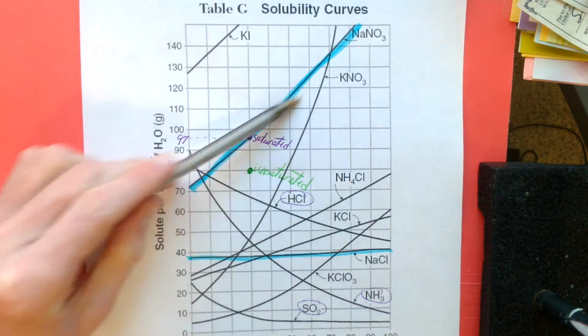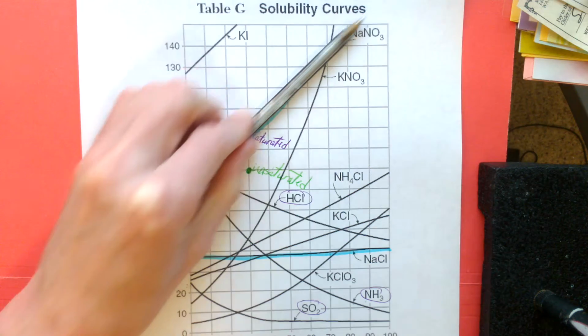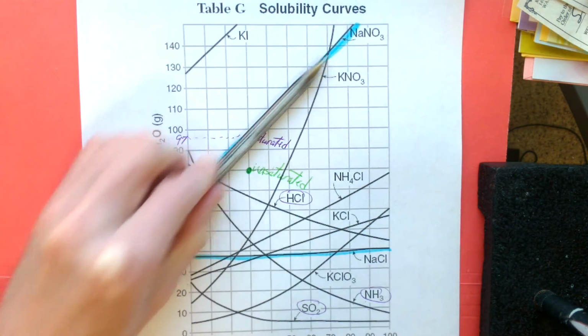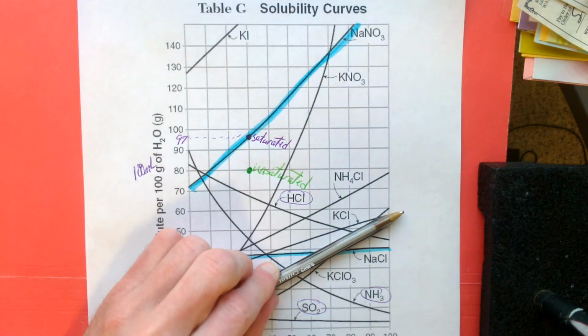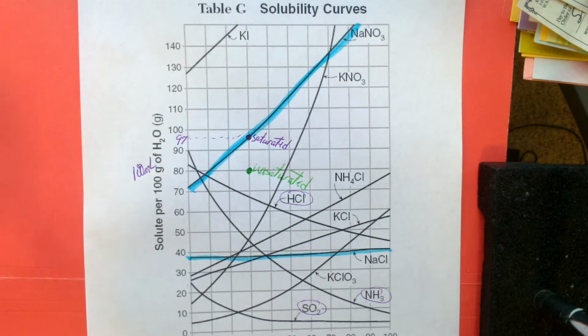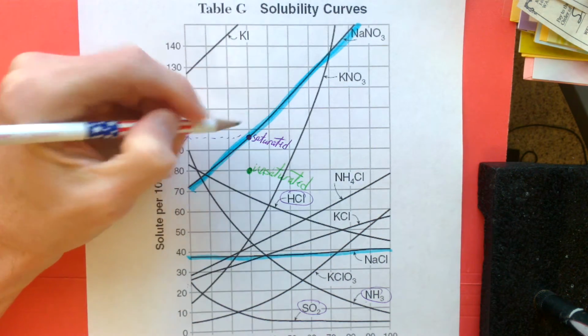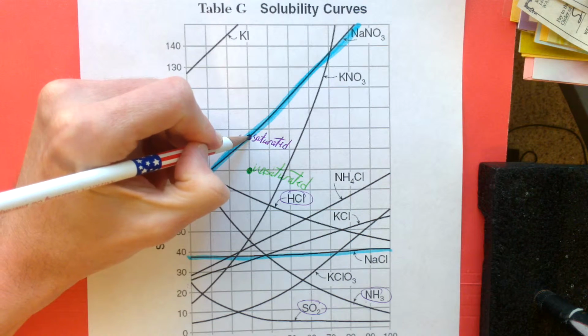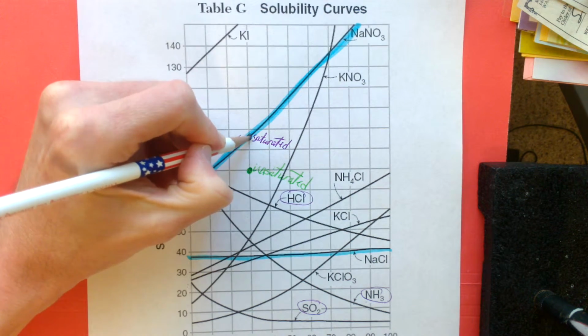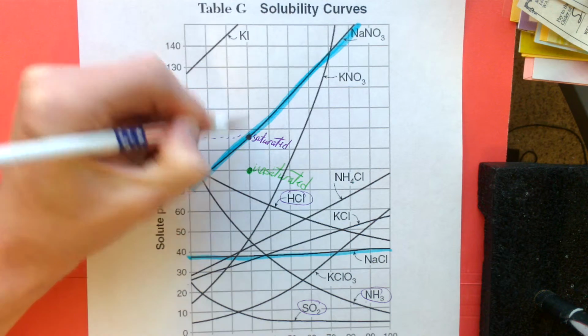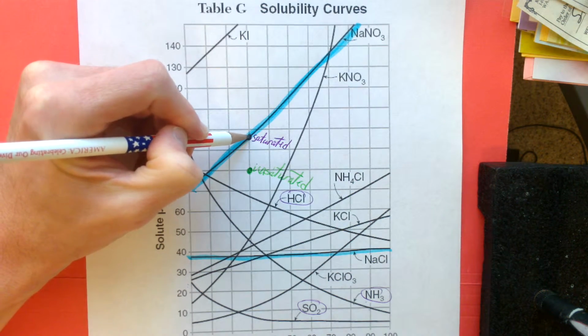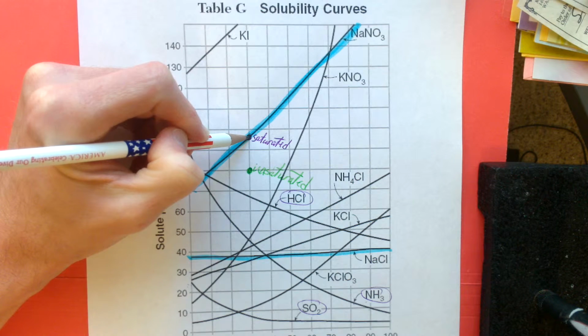Okay, notice that we're below the curve. The line here is the saturation line. If you're below it, you're unsaturated. Now, a third scenario we can have is what we call supersaturated. Okay, a supersaturated solution is where we dissolve a certain amount of solute. Okay, we make a saturated solution. So we warm our water to 30 degrees. We dissolve the 97 grams. Okay, we make a saturated solution.